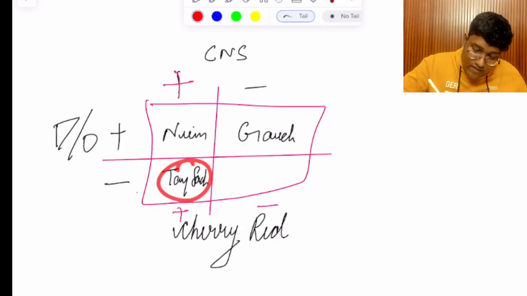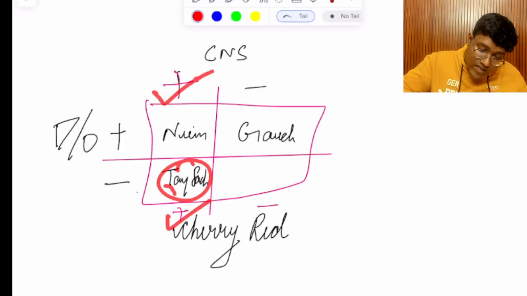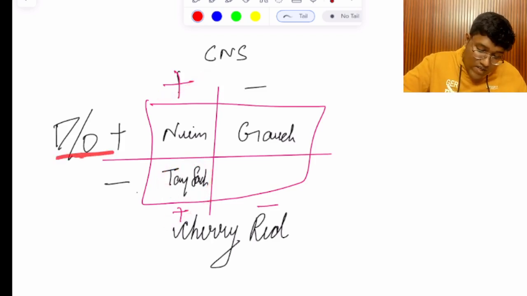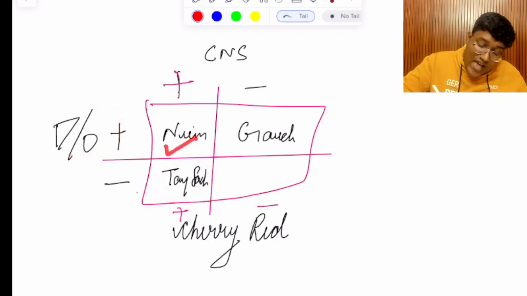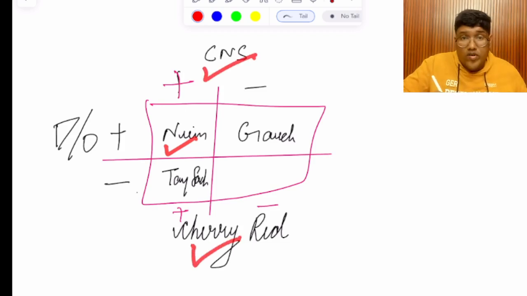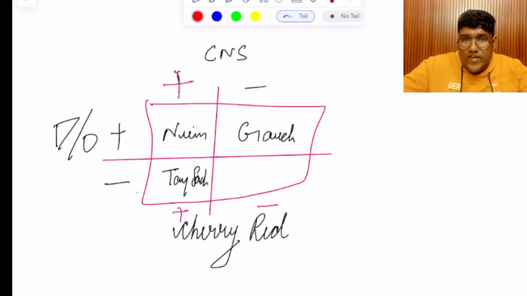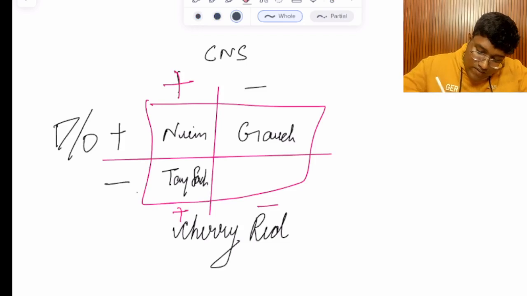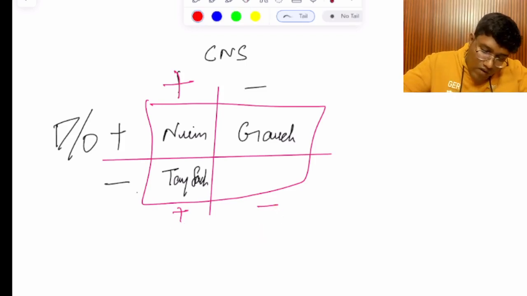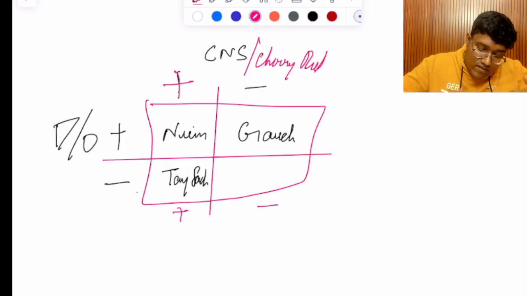Tay-Sachs, on the other hand, definitely cherry red spot, yes. CNS, yes. But when it comes to hepatosplenomegaly, it is a no. So Niemann-Pick has hepatosplenomegaly, CNS symptoms and cherry red spot. So this is how we will differentiate them. It's going to save a lot of time if you just know this. If you feel this is too big to understand, just remove cherry red and just put here CNS slash cherry red. So one is something to do with eyes and CNS, and the other is hepatosplenomegaly.